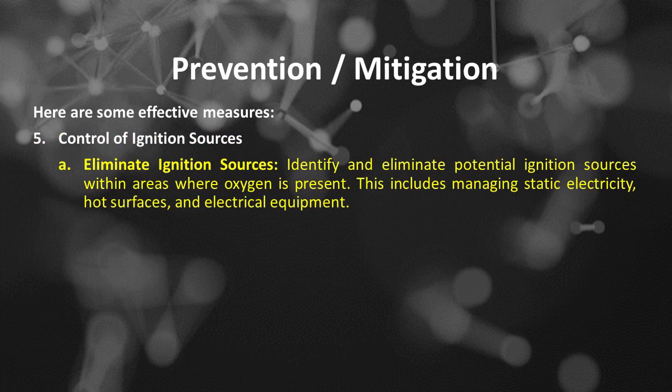Number A, of control of ignition sources is eliminate ignition sources. Identify and eliminate potential ignition sources within areas where oxygen is present. This includes managing static electricity, hot surfaces, and electrical equipment.